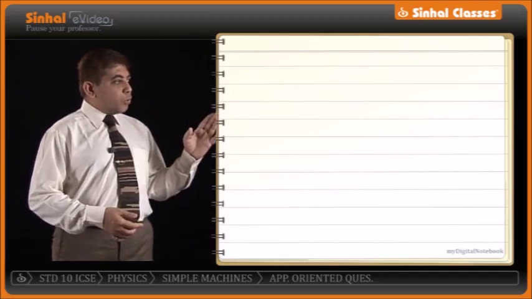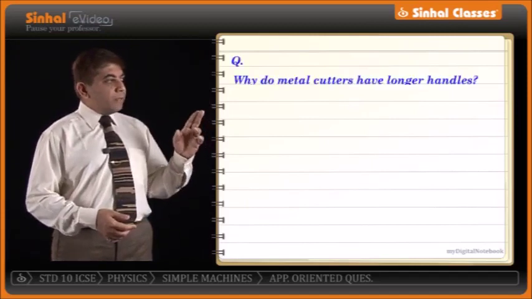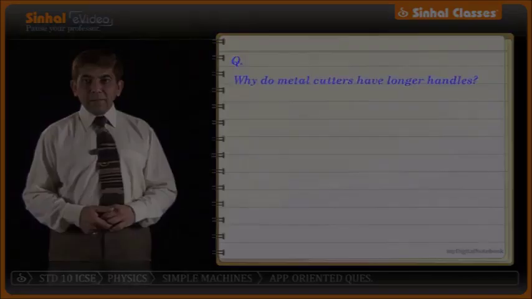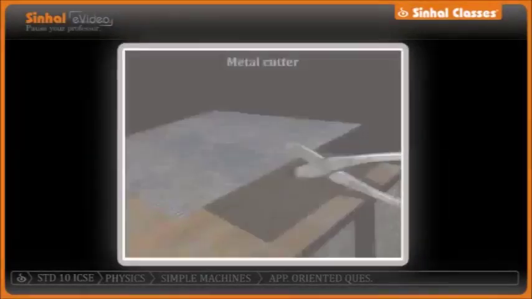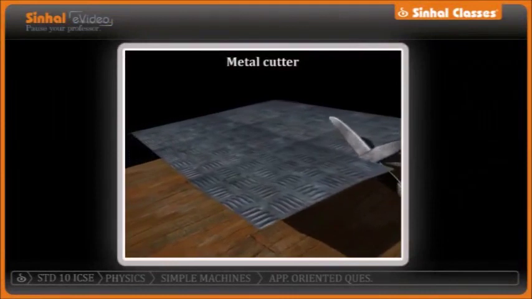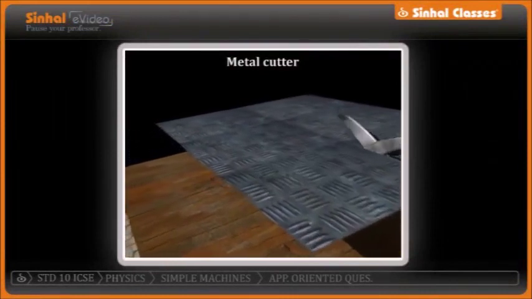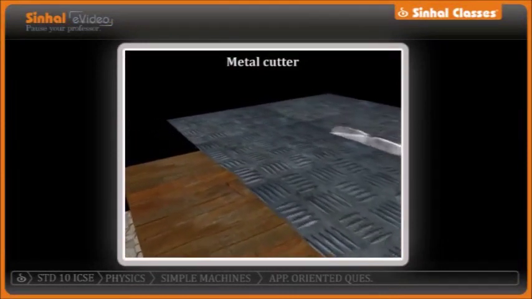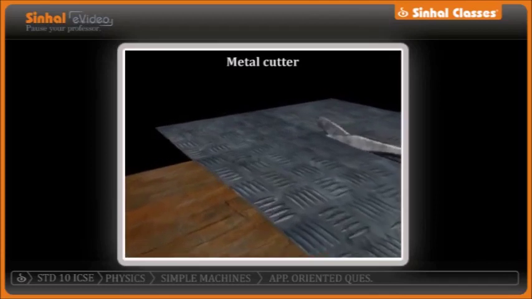First one, why do metal cutters have longer handles? Have you all seen metal cutters? If you go to an industry, they have huge sheets of metal that are being cut by cutters. Those are called shear cutters also. Why is it that they have longer handles than the cutting edges?